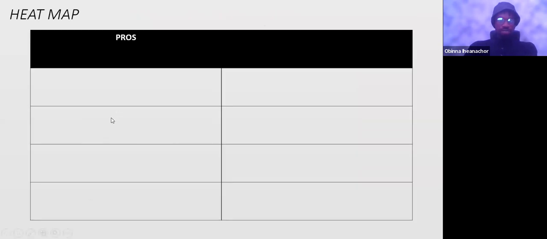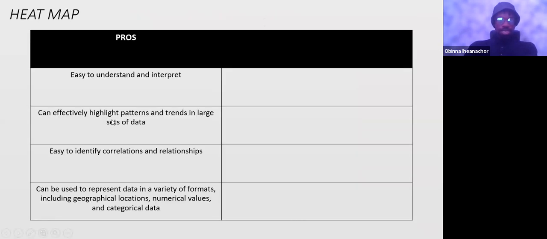So let's look at some pros of the heat map. So it's easy to understand and interpret. So the colors help you to pick patterns easily. You can also effectively highlight patterns and trends in large sets of data. You can also identify correlations and relationships, and it can be used to represent data in different formats, including geographical data, numerical data, and categorical data.